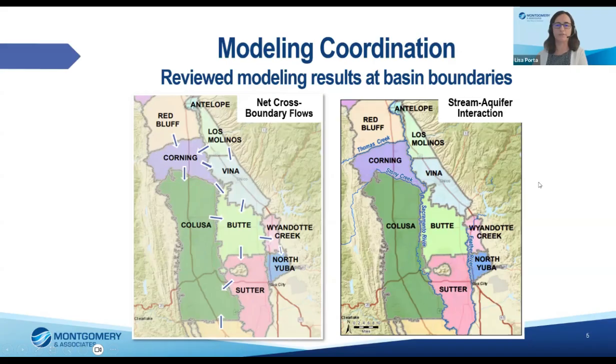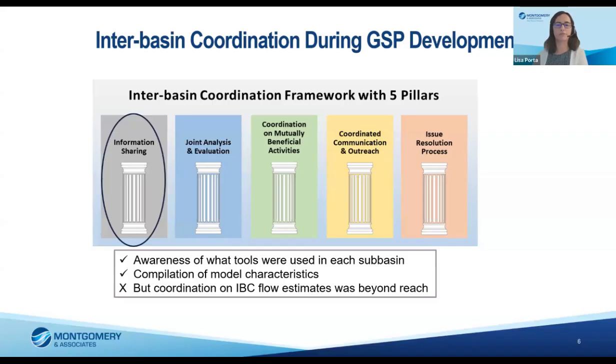And so understanding the flow, you know, the interaction of groundwater, surface water flow there and in between the subbasins is also really important. And so that is something that started back to our 5 pillars of interbasin coordination, the framework we had discussed during the first 2 webinars.